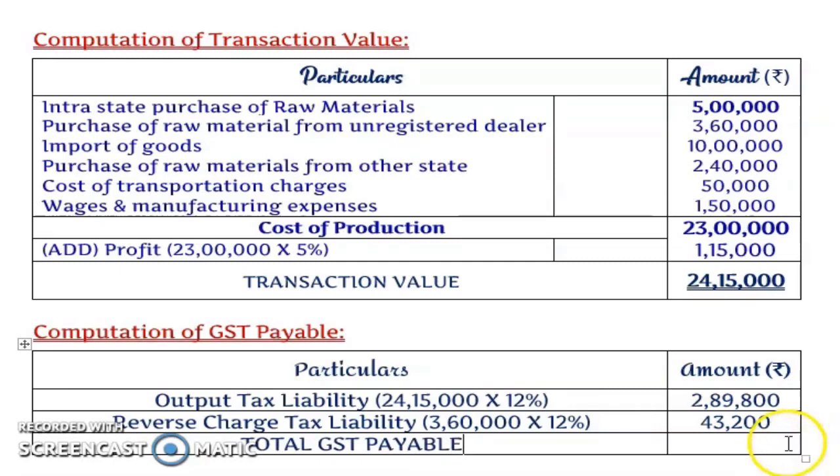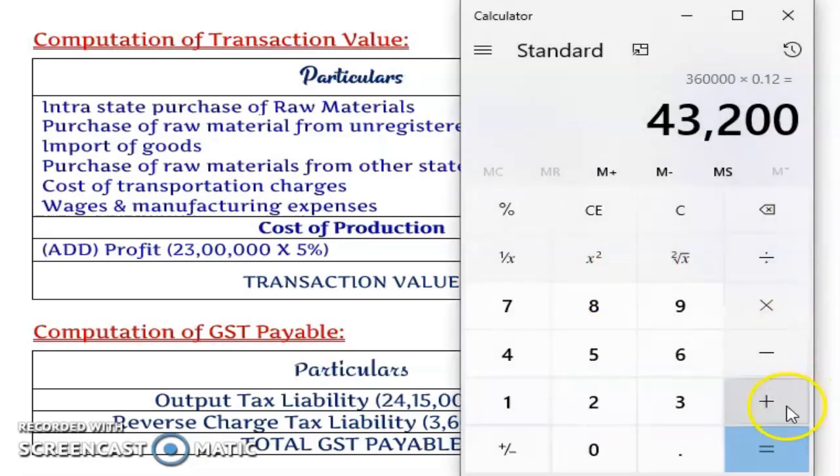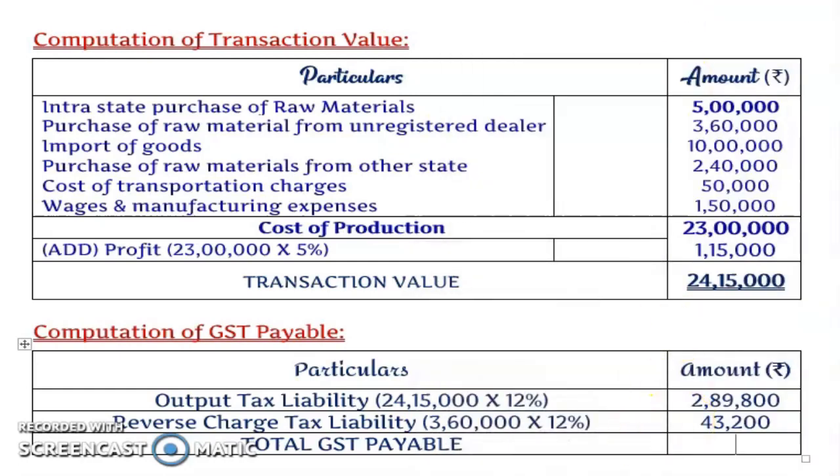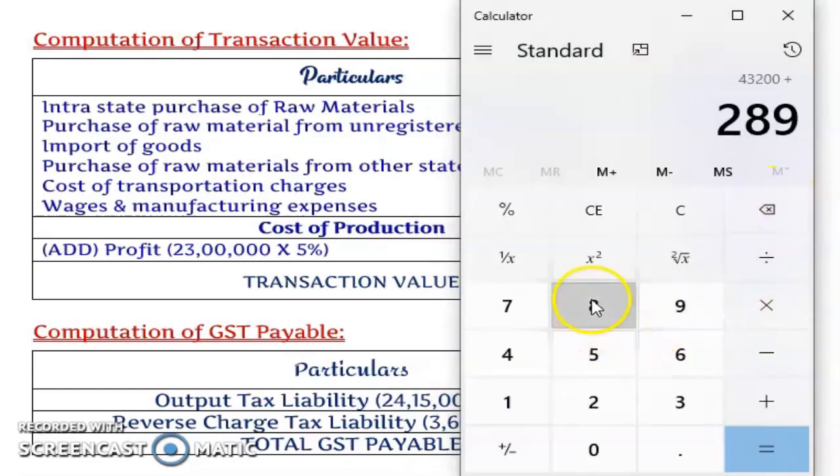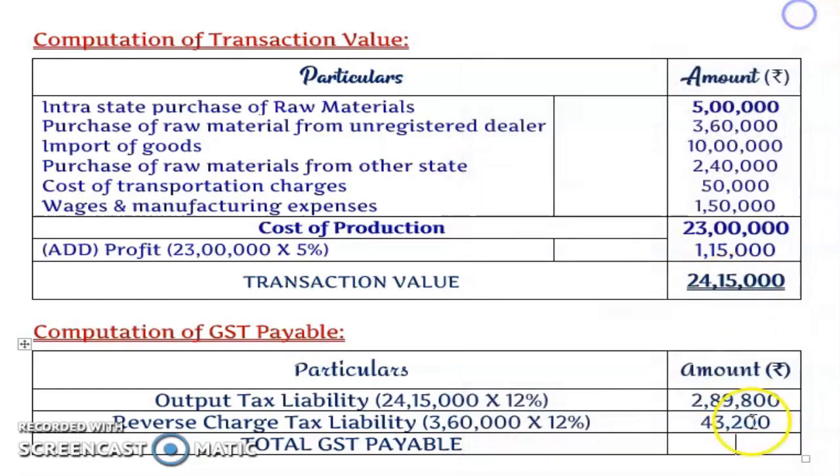Okay, so therefore our total GST payable or total tax liability is 2,89,800 plus 43,200, which will be equal to 3,33,000. So let us calculate that using our calculator. Plus 2,89,800, not 200, 2,89,800. So which is equal to 3,33,000. So that is our total GST payable, 3,33,000.